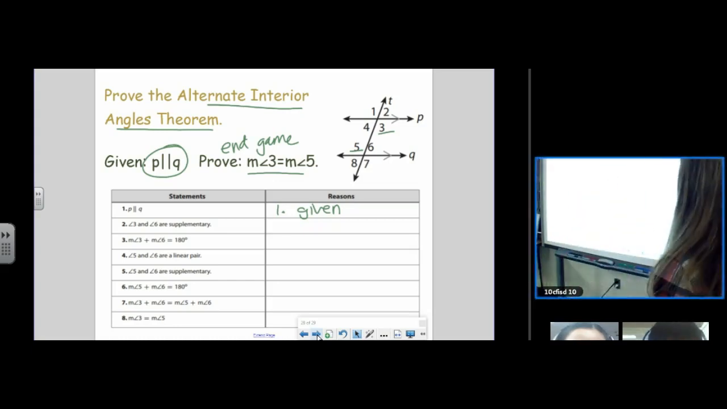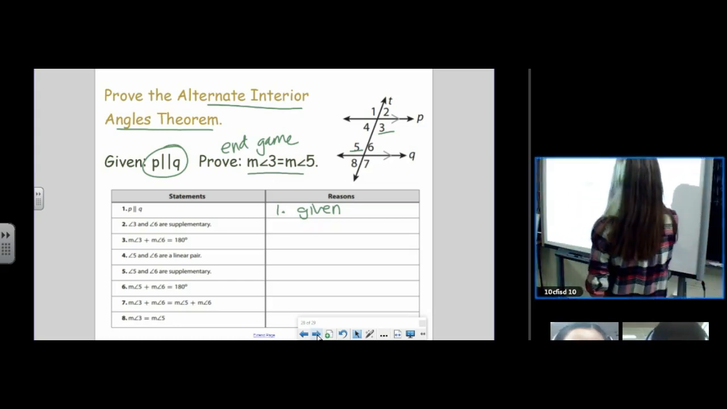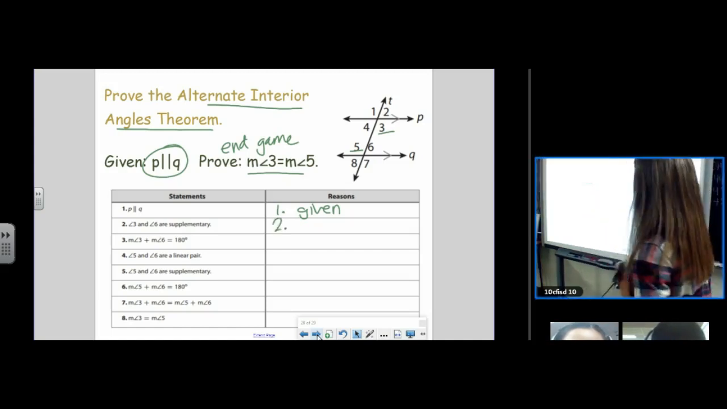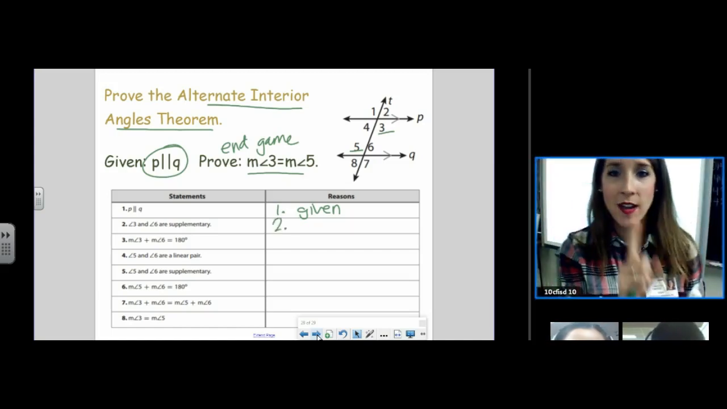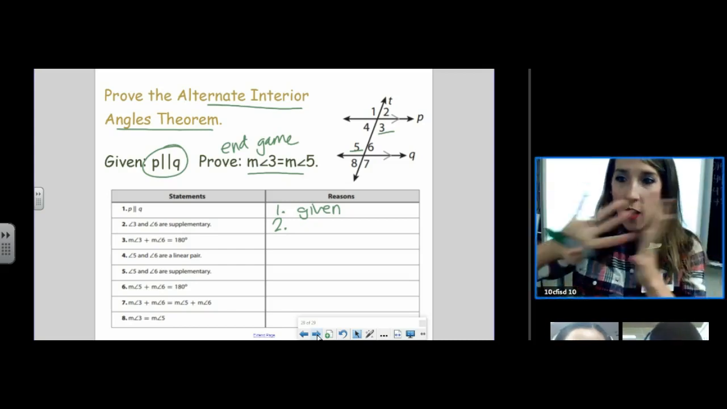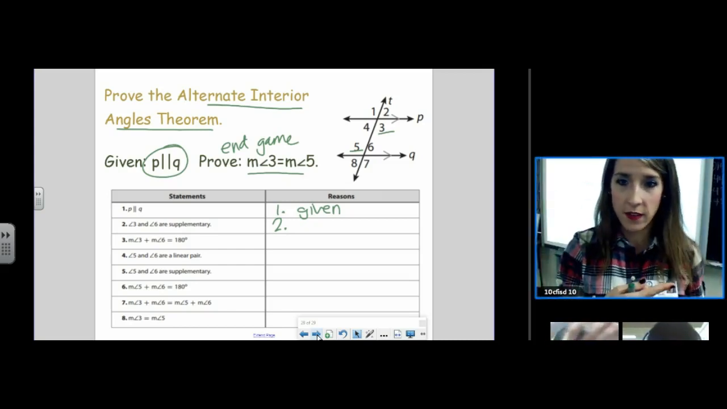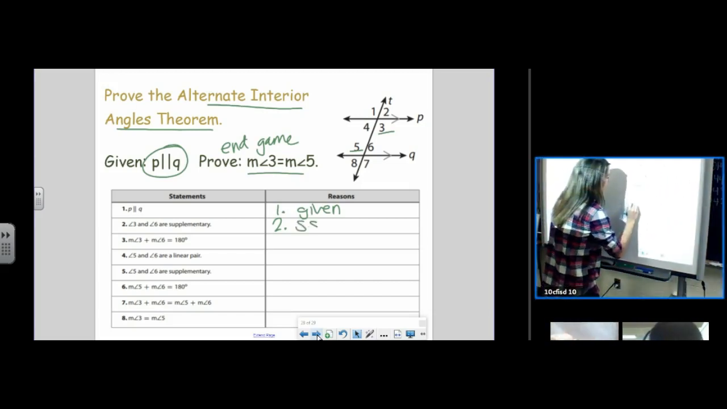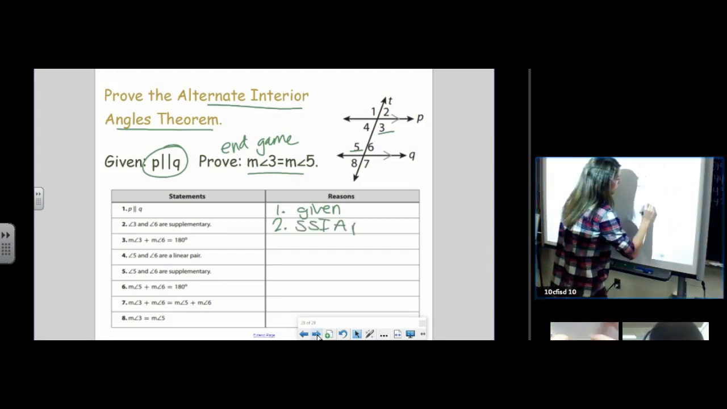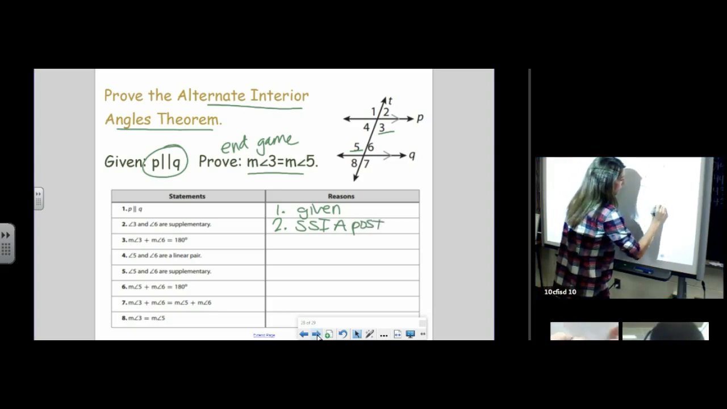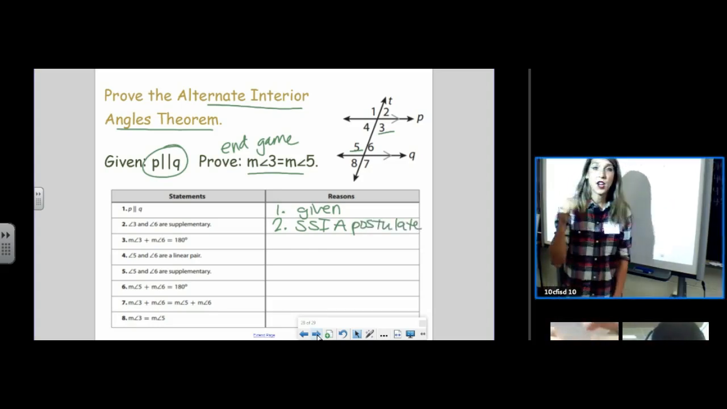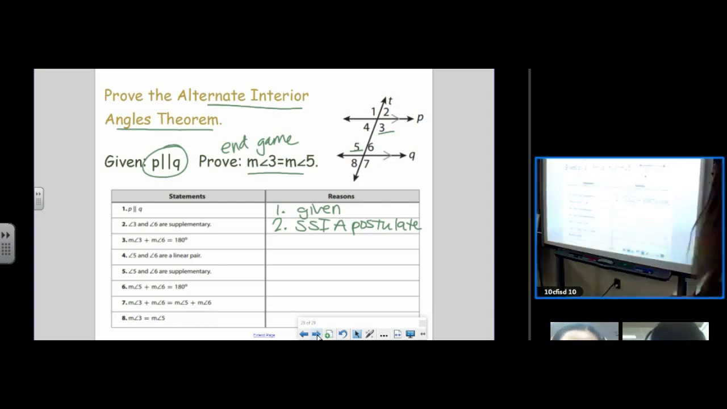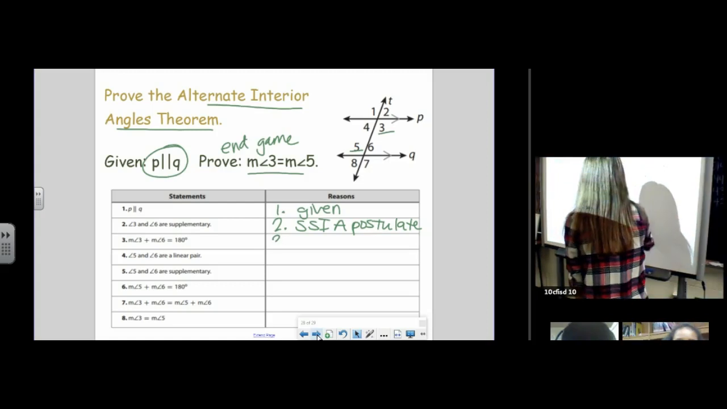So the first thing we want to do: angle 3 and angle 6 are supplementary. Why are they supplementary? Remember how I said that one postulate was going to help prove all of those theorems from earlier in the lesson? Why are they supplementary? Because of the same side interior angle postulate. We wrote that down in our notes. You wrote it word for word in your notes. That's why they're supplementary.